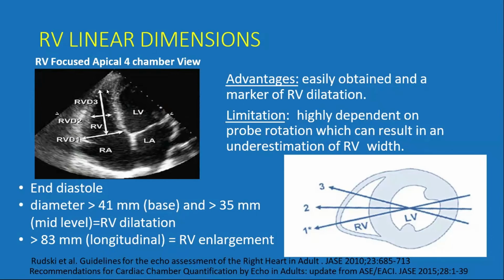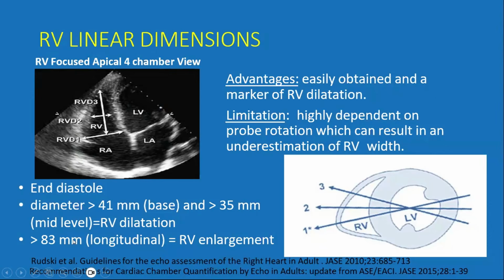So what are these dimensions which we are taking here? One is the longitudinal diameter, and one is at the level of mid cavity, other is at the base annulus level. Okay, and all are taken at end diastole. So when the basal diameter is more than 41 millimeters, it is abnormal, and the mid level more than 35 is abnormal. The longitudinal dimension more than 83 millimeters, somewhere it is mentioned 84, 85 also.